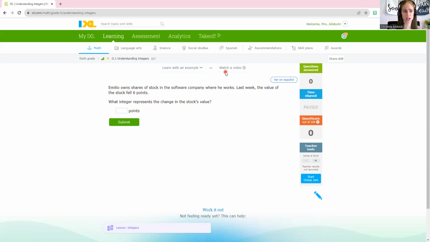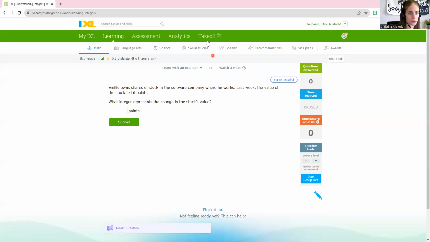So we're going to be working on IXL assignment 8EP, Understanding Integers. Our first question says, Emilio owns shares of stock in a software company where he works. Last week, the value of the stock fell 6 points. What integer represents the change in the stock's value?